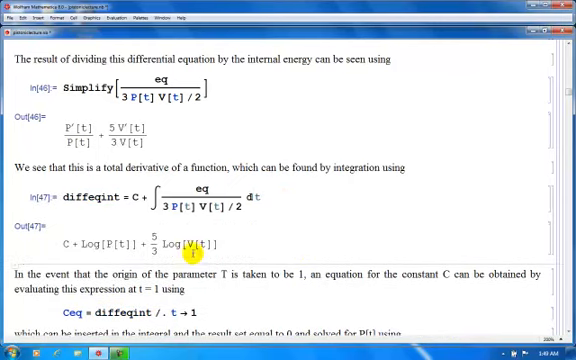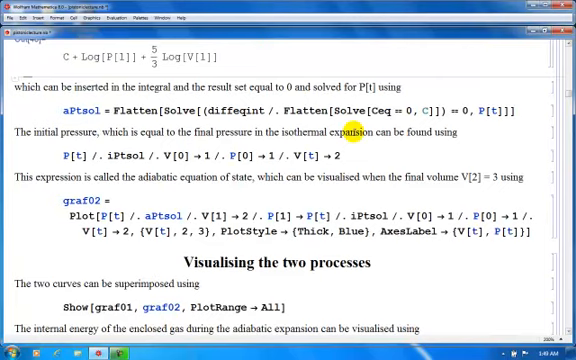And in this case, we'll take the origin of the parameter t to be 1, so that an equation for the constant can be obtained by setting t equals 1 in that. And then it can be inserted into the integral and the result set equal to 0, and we solve for P of t using this.